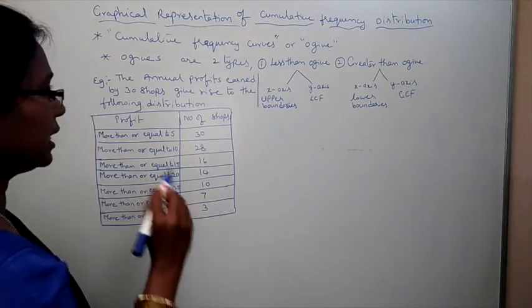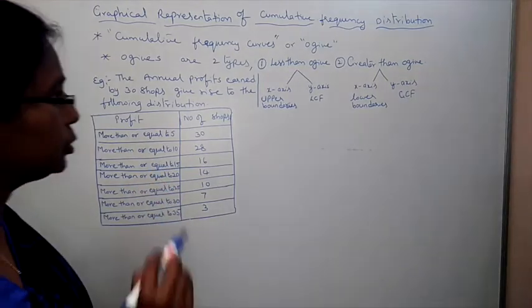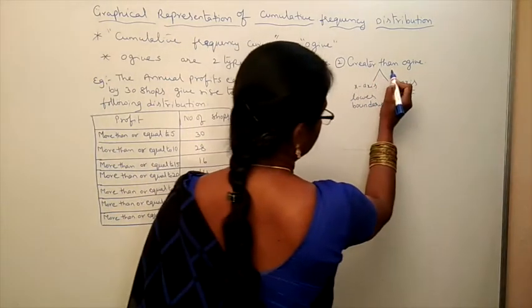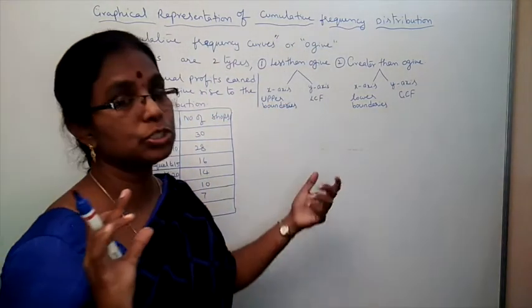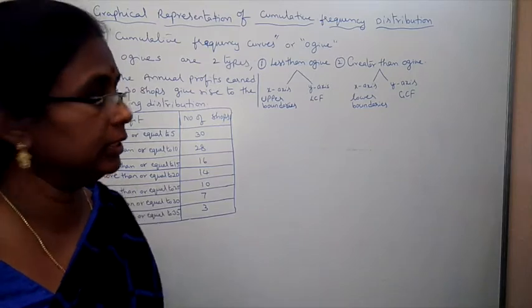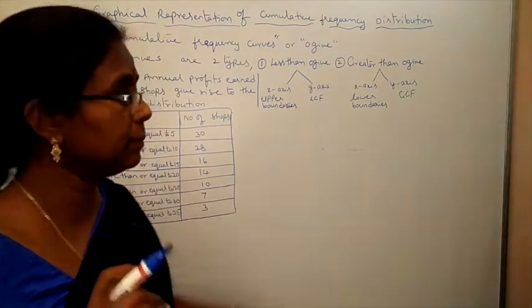Now, ogives are of two types. How many types are there? Two types. One is less than ogive, one is greater than ogive. These graphs are used to find the median.